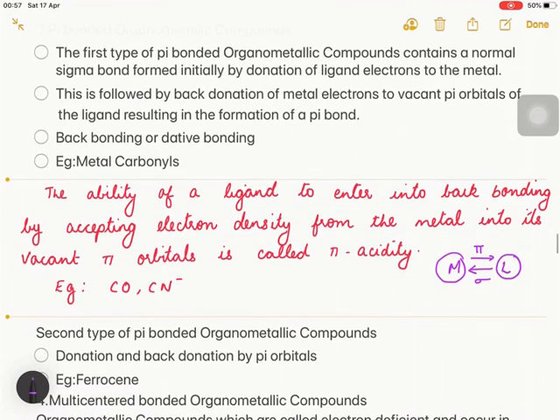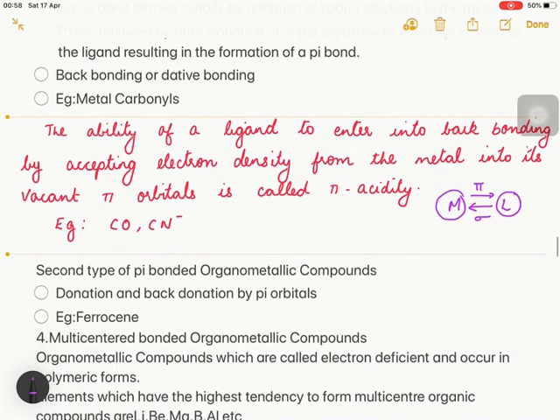The ability of a ligand to enter into back bonding by accepting electron density from the metal into its vacant pi orbital is called pi acidity. Carbonyl and cyanide ligands have high pi acidity. They can accept electrons from metal into their vacant pi orbitals. That is why these ligands are called pi acceptors.